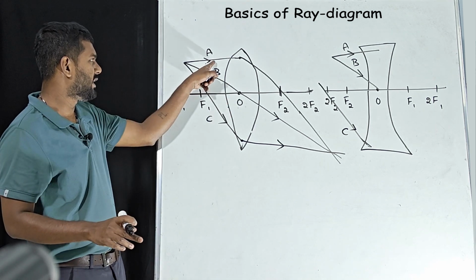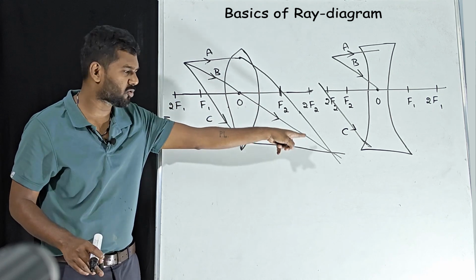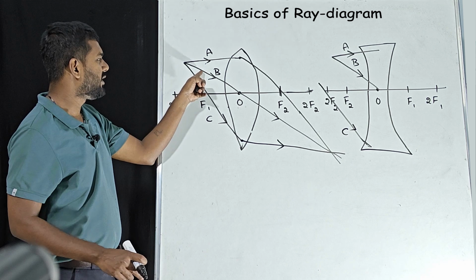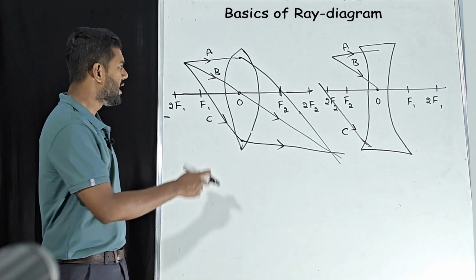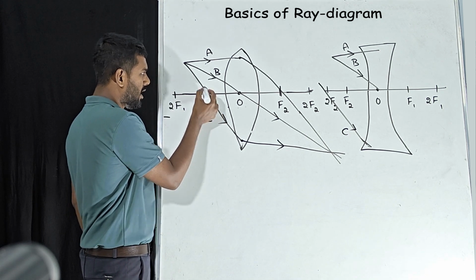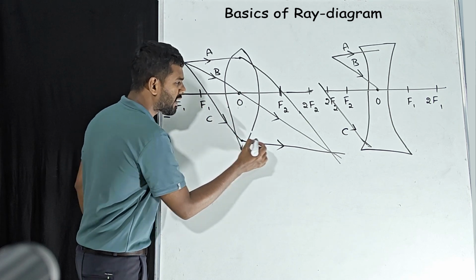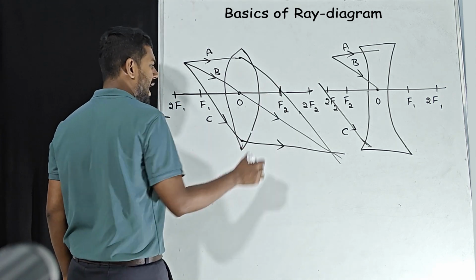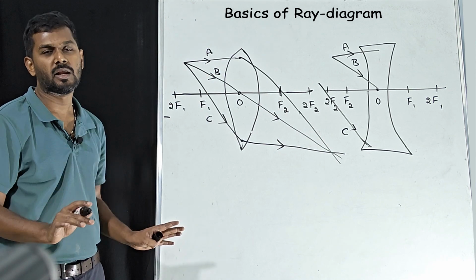Very simple. If it is parallel, after refraction it passes through f2. This is about the convex lens; concave is a different case. Next, if it is passing through the optic center, it passes straight without deviation. Then if a ray is not parallel to the principal axis, what happens? After refraction it becomes parallel to the principal axis. So wherever these rays are going to meet, there we are going to get the real image.